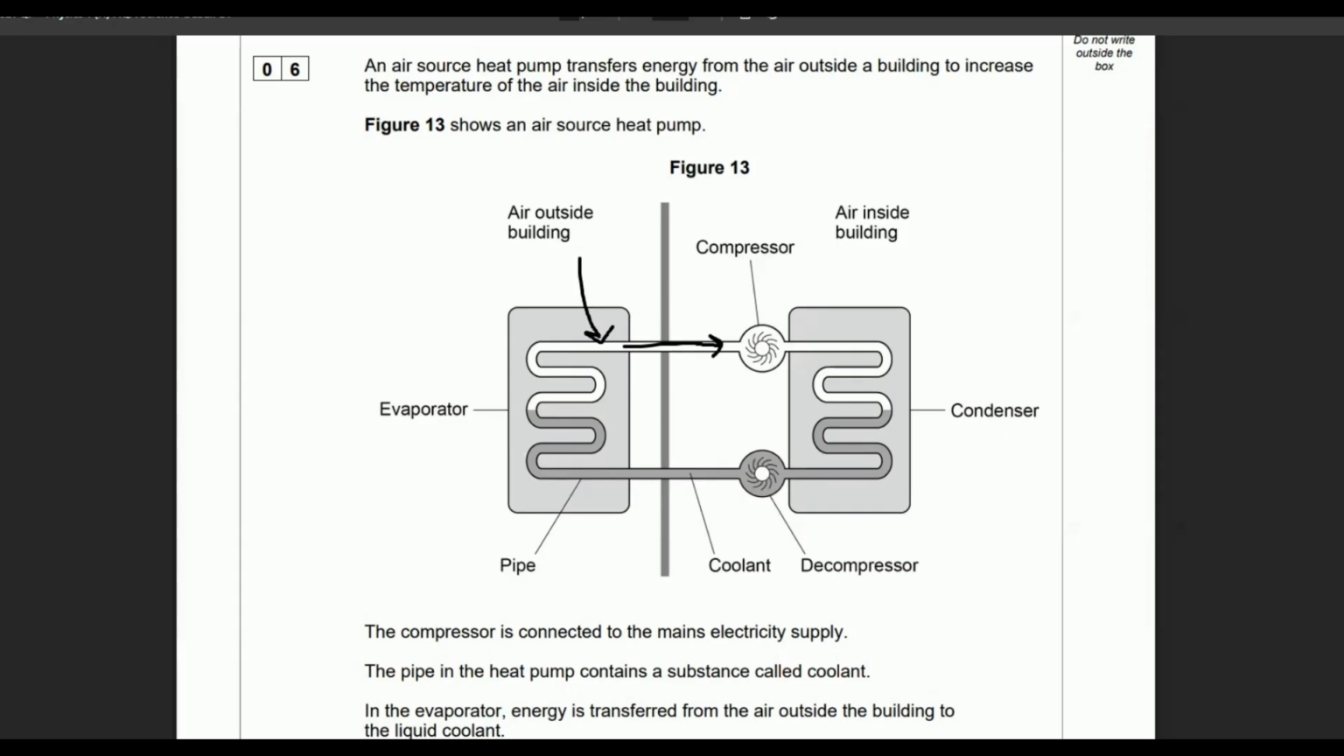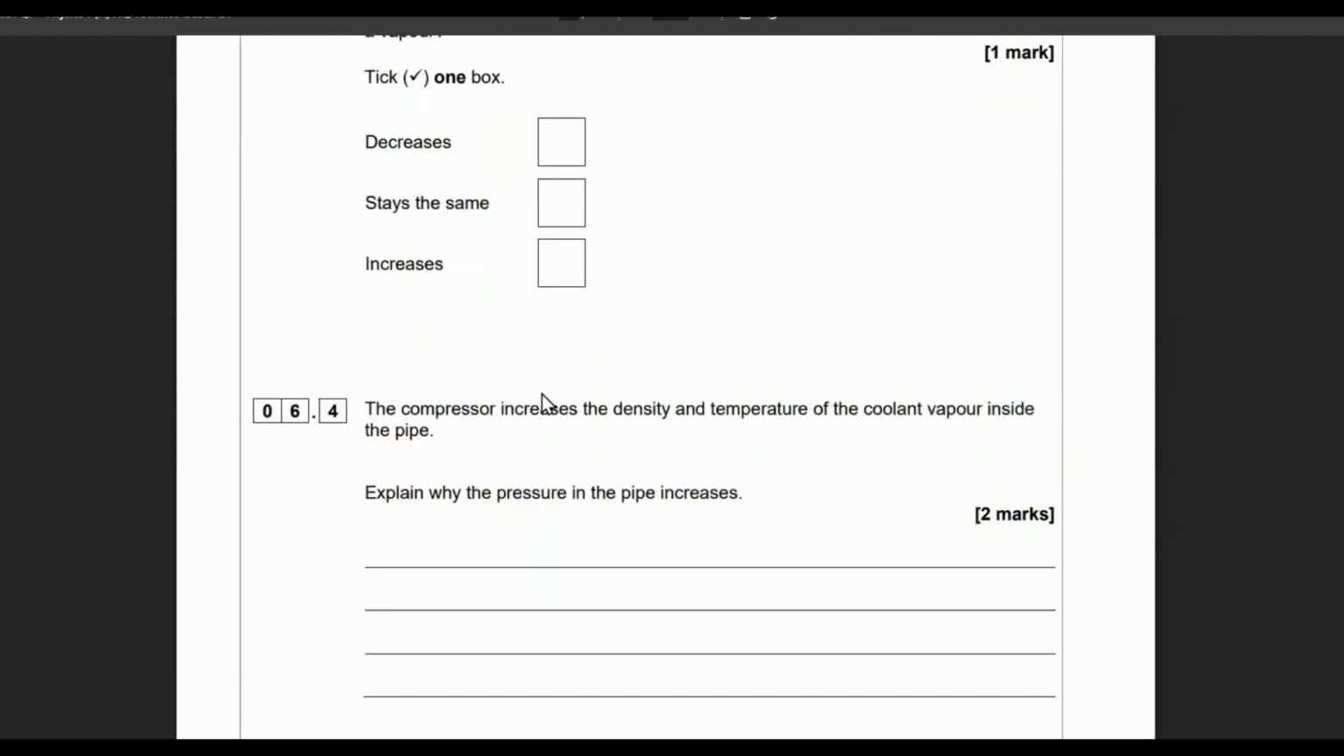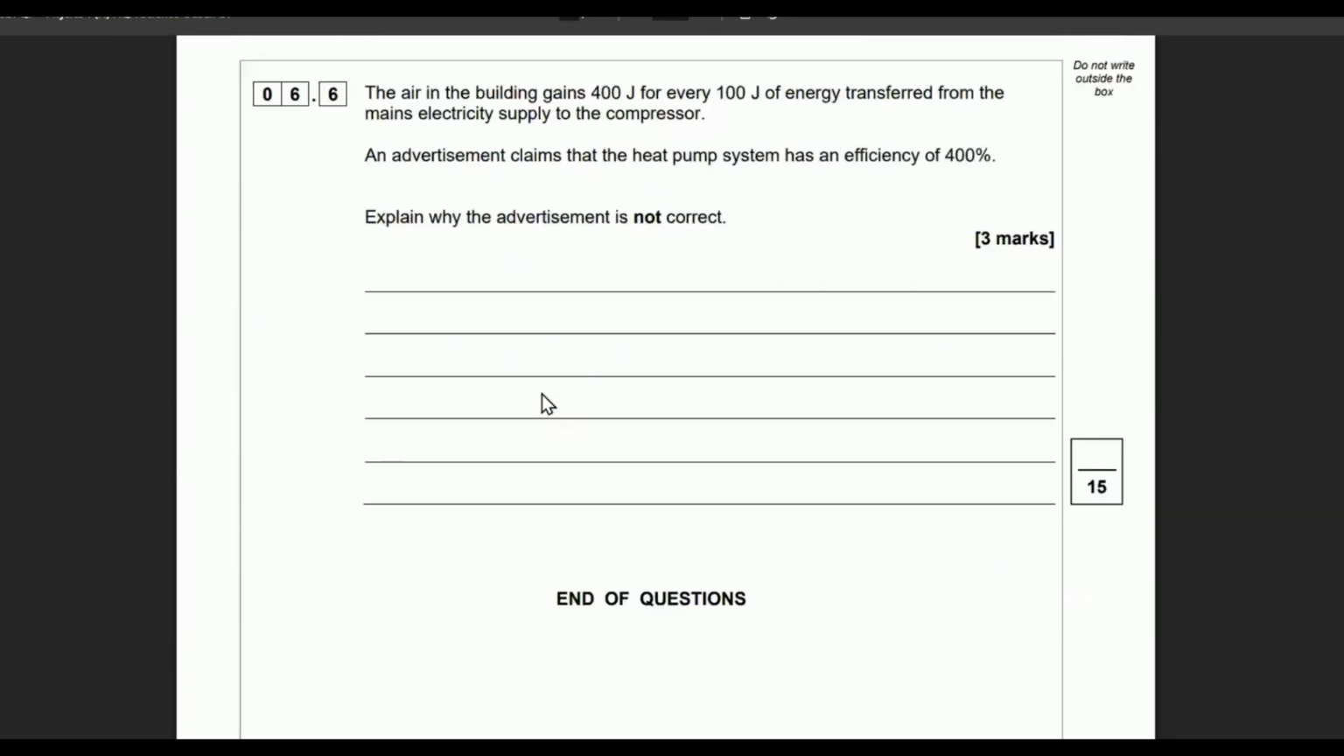And as we know, there are energy losses. So some energy will be escaping. So it's definitely going to be lower. It has to be lower than 100%. You can't have more than 100% efficiency. That is an impossibility. So what I would say is, yeah, the advertising's false.